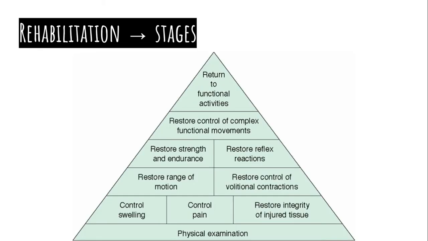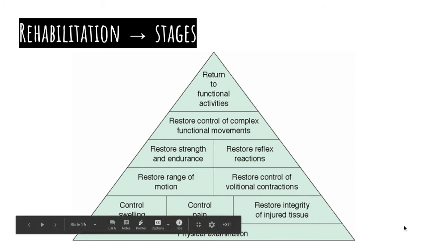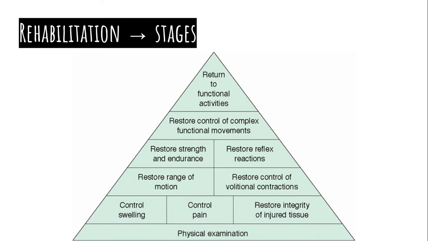You have, again, this little pyramid. So these are the different steps that you need to take to get to the top to return to play. So you're obviously going to need that full physical examination to determine what the injury is. Again, you're controlling your swelling and pain in the second step, making sure that the tissue is starting to try to come back together to heal. You would then move on to your range of motion, like I mentioned.